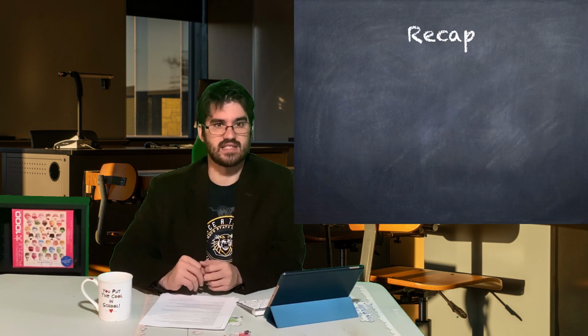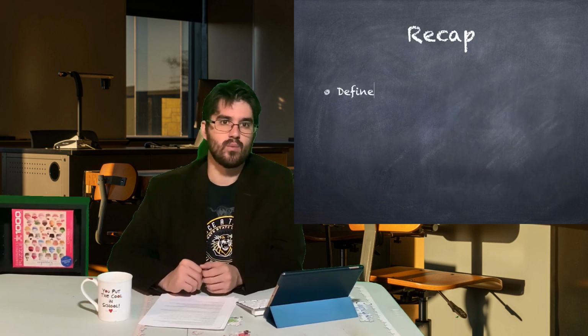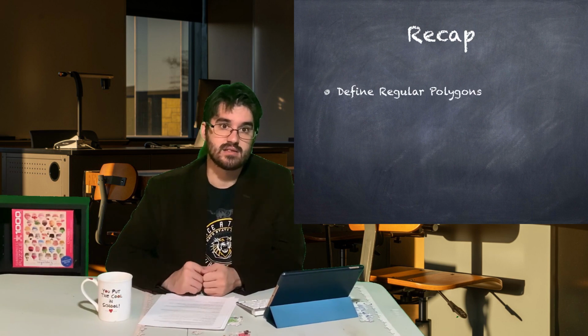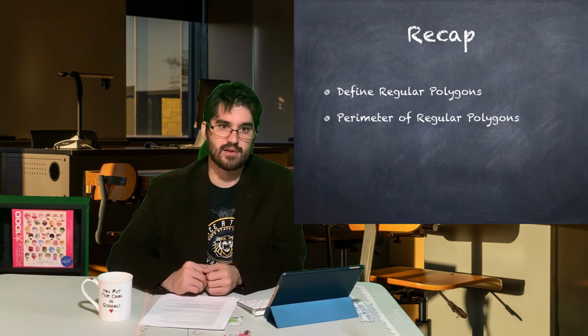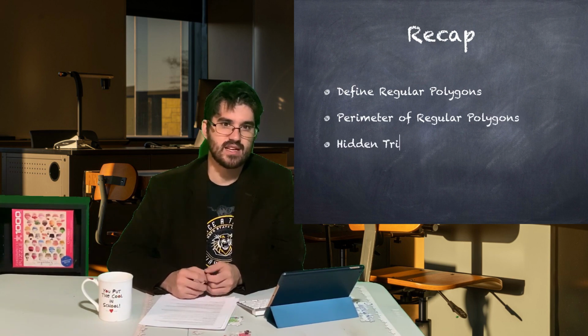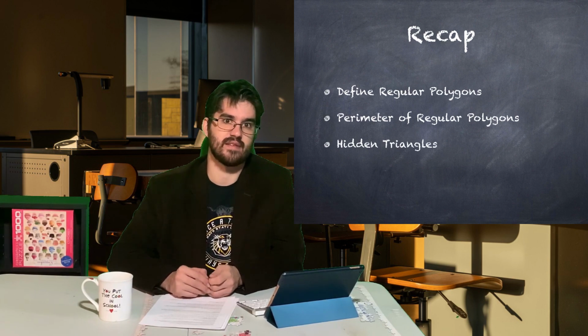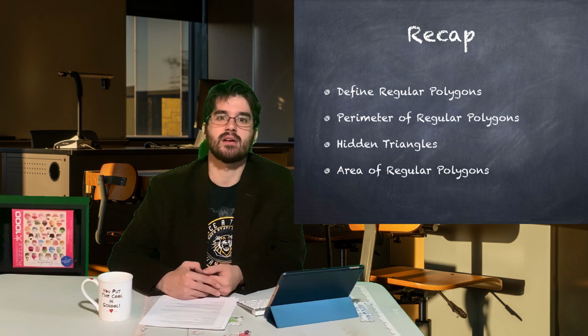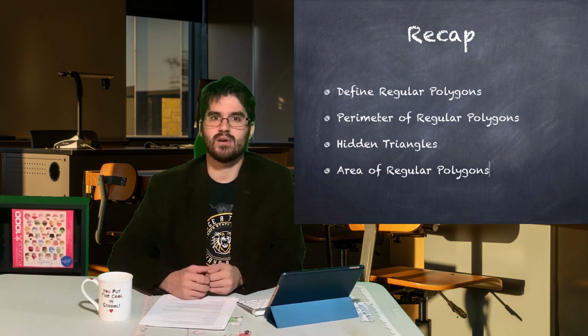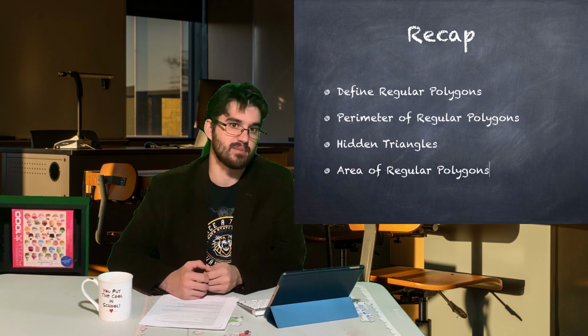So in today's lesson, we went through what a regular polygon is. We named a few examples. We found the perimeter of a couple. We looked at a few hidden triangles inside of these polygons, and then we used those hidden triangles to come up with the area formula 1/2 times the apothem times the perimeter, or n divided by 2 multiplied by the apothem multiplied by the side length.